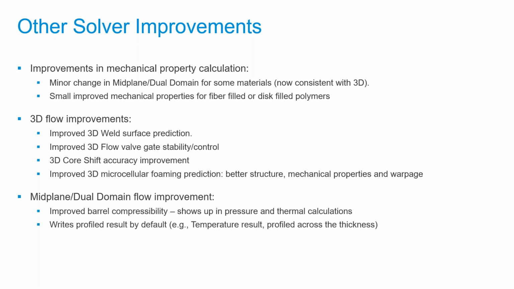For midplane and dual domain flow, we have improved barrel compressibility, which will show up in pressure and thermal calculations. And then now it also writes profiled results by default. So for example, if you're doing a profile across the thickness of temperature or any of the things that you might do across the thickness, those results will be written by default.